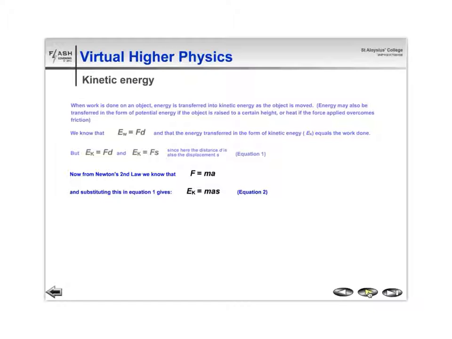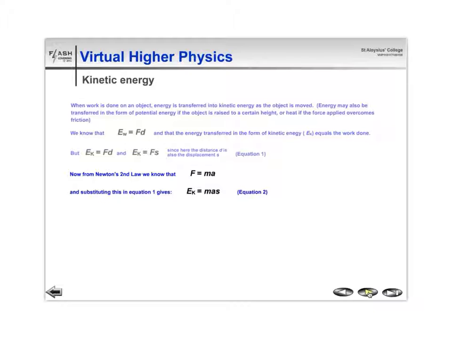If we substitute displacement for distance for an object moving in one dimension, distance and the displacement would be the same. And then we can start to substitute for various formulas. So we've got as far as our kinetic energy is force times displacement. We know that force is mass times acceleration. So replacing the F here by ma, we get Ek equals mas.